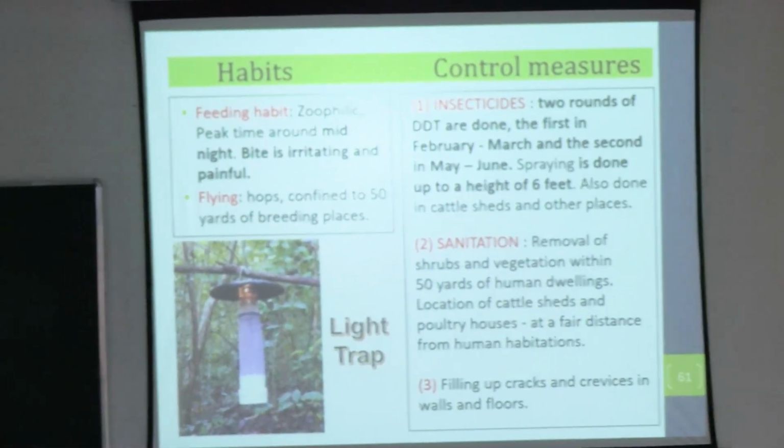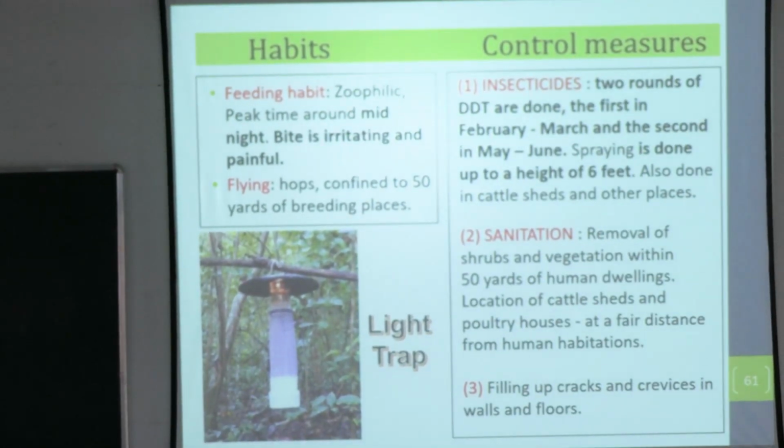Sandfly কে এইভাবে insecticide দিয়ে control করে. Then you can do sanitation, removal of shrubs and vegetation within 50 yards of human dwelling, location of cattle sheds and poultry houses at a fair distance from human habitations.